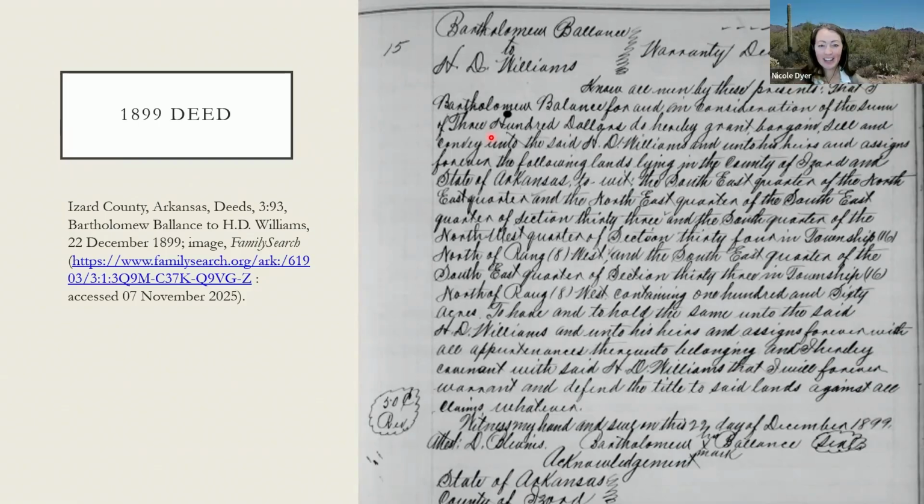Right. I did find the consideration for this deed. It was in consideration of the sum of $300. So that's how much he sold his land for. So it was better than 160, which it was valued at in 1886. At least it went up a little bit.